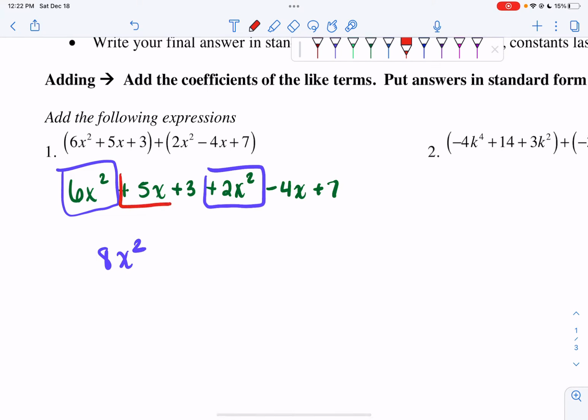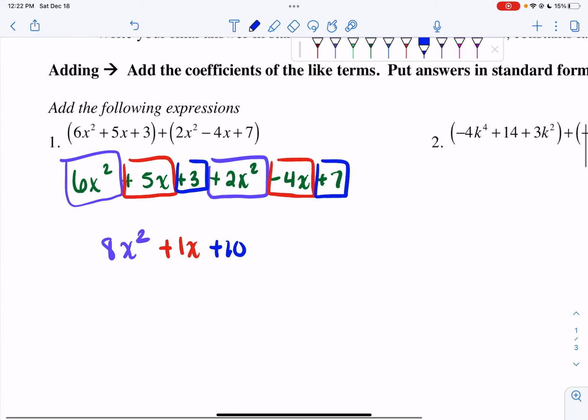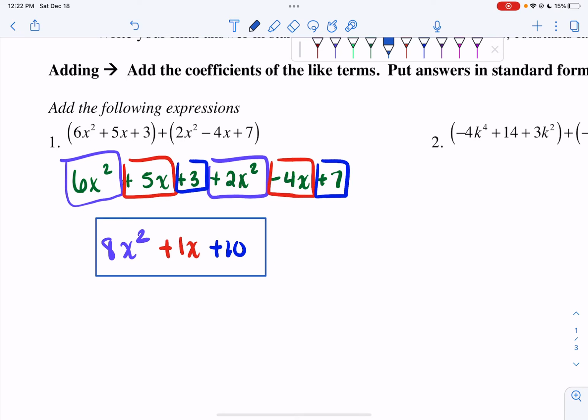Now I ask myself what a like term with my 5x is. It's a minus 4x. So I do 5 minus 4. 5 minus 4 is 1. So I end with a plus 1x. Now I look at my 3. I combine that with a 7. 3 plus 7 is 10. My final answer is 8x squared plus 1x plus 10.